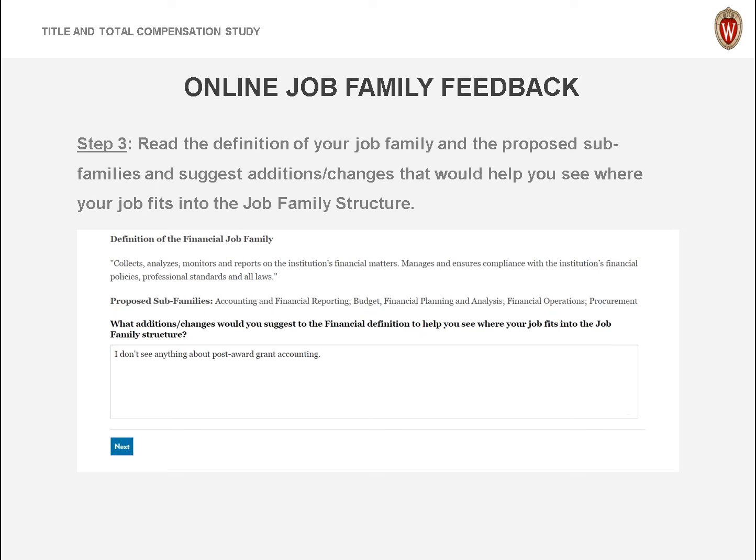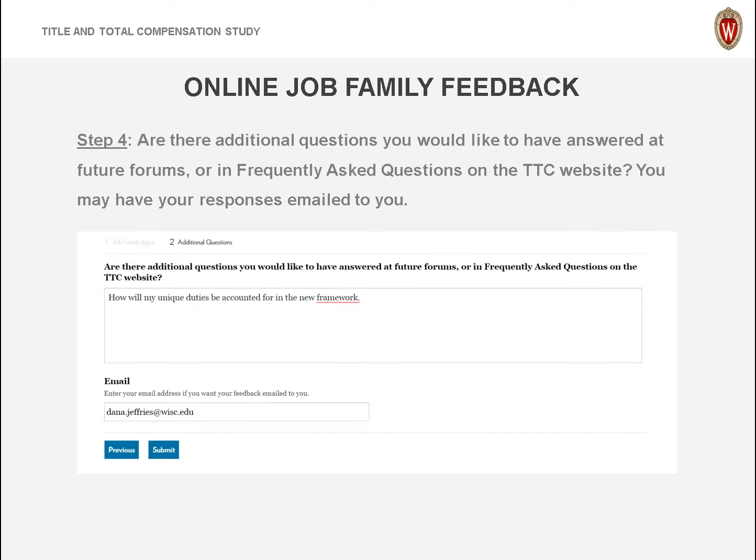Some of the changes that we've received to date from our in-person forums have been really good. For example, regarding the definition I just provided about facilities and capital planning, one piece of feedback that we received was that employees in the custodial subfamily would like to see cleanliness of the buildings in the overarching job family description. That was great feedback, and we appreciate it greatly.